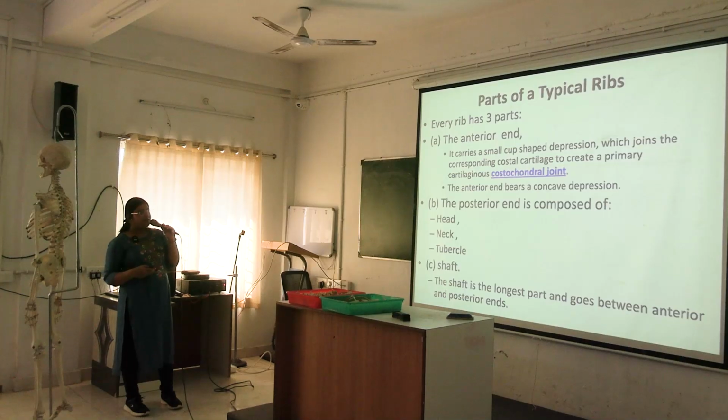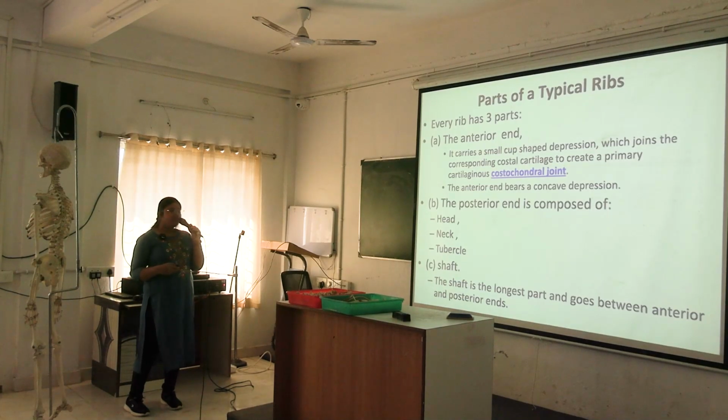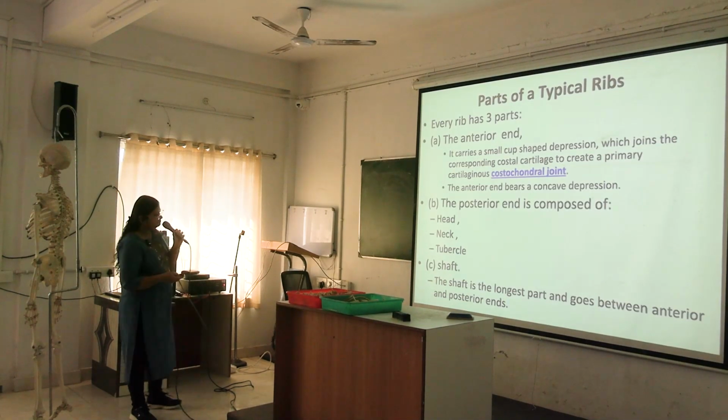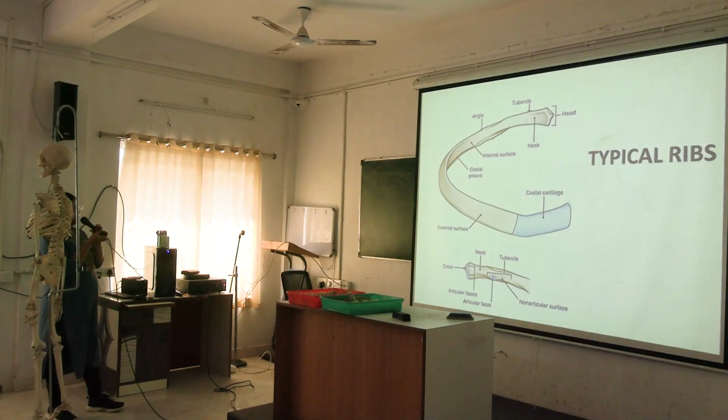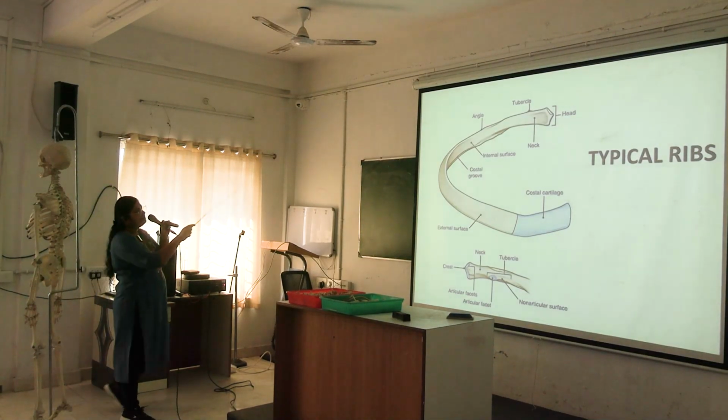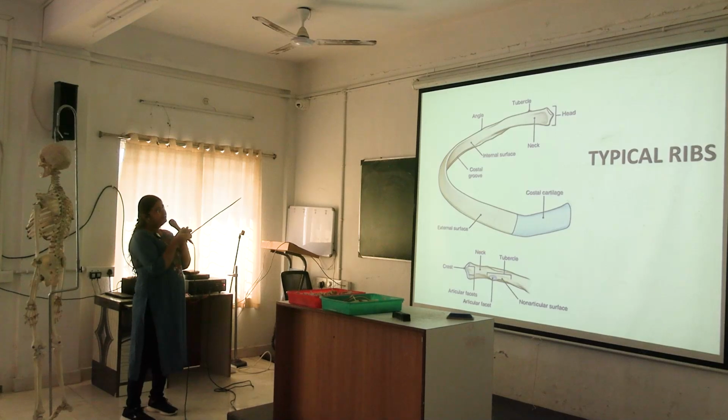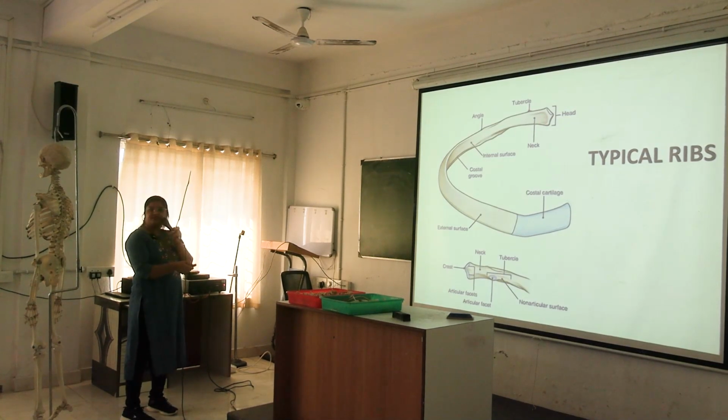The shaft is the longest part and goes between the anterior and posterior end. So see here, this is a picture of a typical rib. Posteriorly there is the head, neck and the tubercle. Here is the head. It has two facets separated by a crest. Here is the neck and there is the tubercle. The tubercle lies posteriorly. And this is the shaft. Here is the posterior angle. Here is the anterior angle. And this is the anterior end which is joining with the costal cartilage.